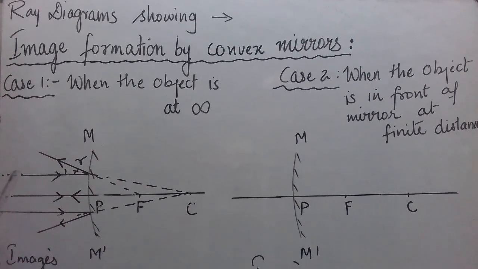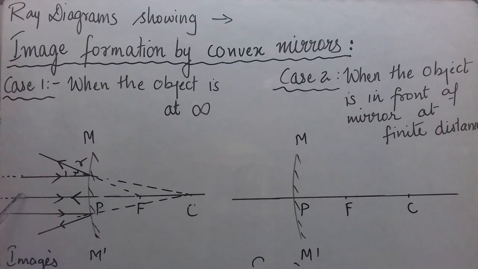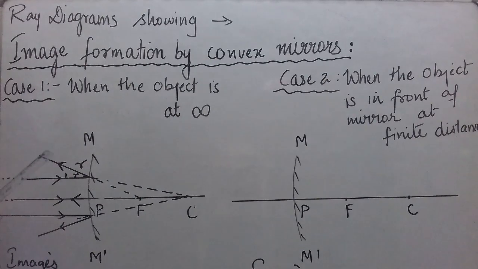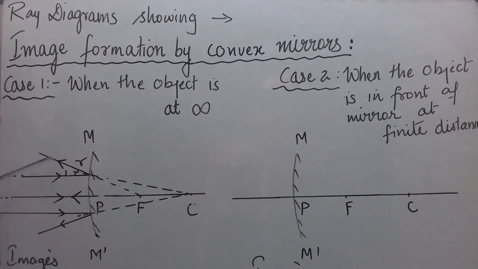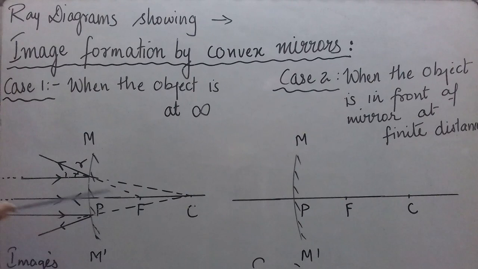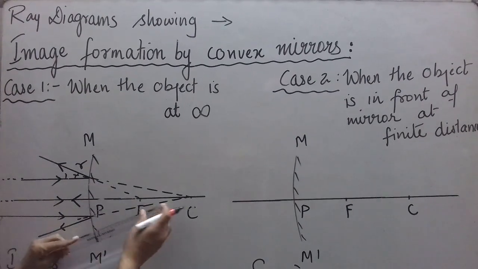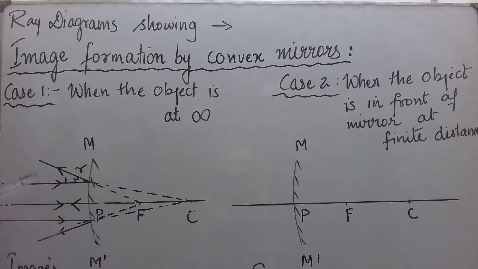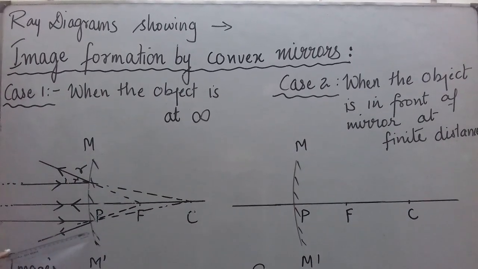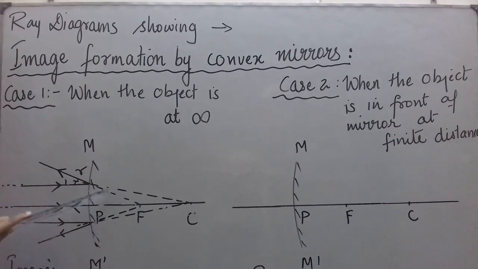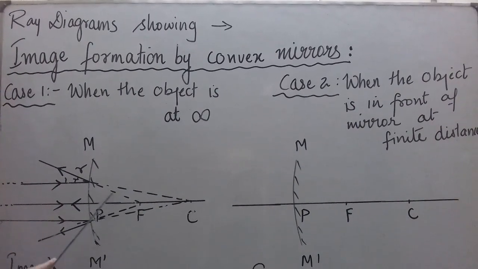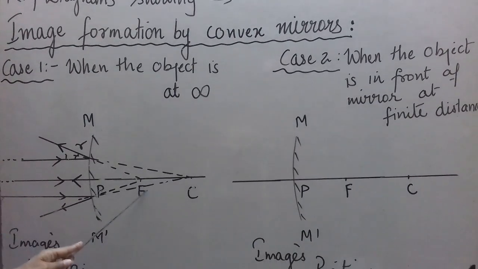So here I have rays which are parallel to the principal axis coming from the object at infinity. After reflection, following the laws of reflection, we know parallel rays appear to be coming from focus. So these 2 parallel rays, after striking the surface of the mirror, appear to be coming from focus, as shown here. But remember, the lines which you have produced behind the mirror should be dotted. These normals are also represented by dotted lines.